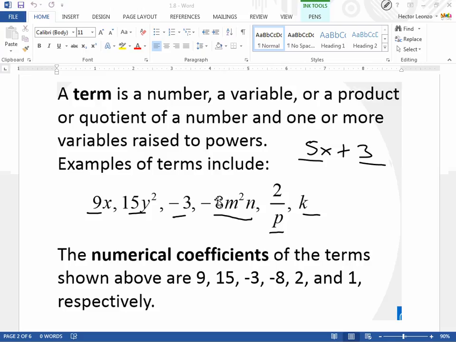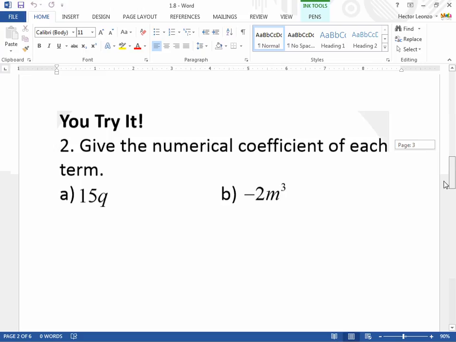Each term has a number, including this k here by itself. Every term has a number. If you don't see a number to begin with, like I said, that one for example, it is the number 1. But every term has a number, and that's what we call the coefficient. So here, the numerical coefficients of the terms shown above are 9, you guys can see my 9, 15, negative 3, negative 8, 2, and 1. So once again, the number is what we call the coefficient.